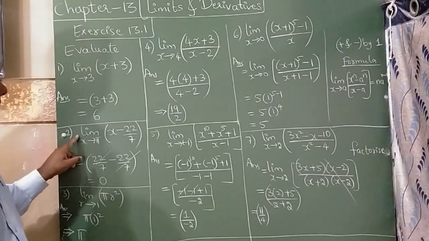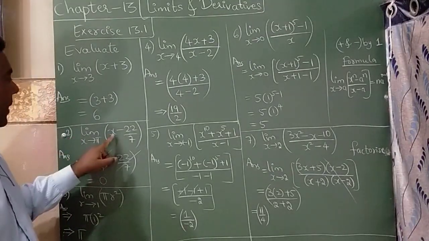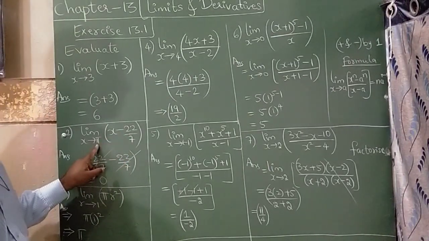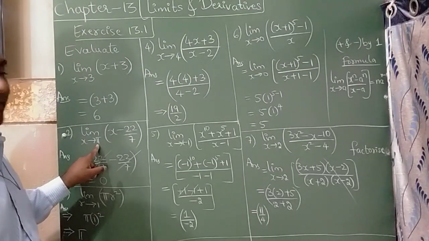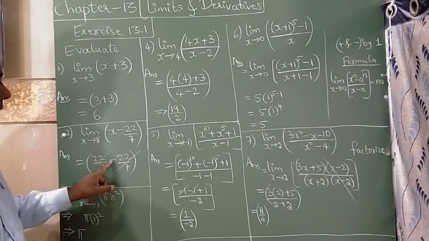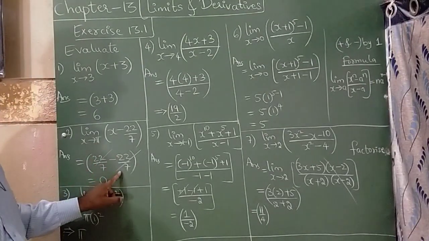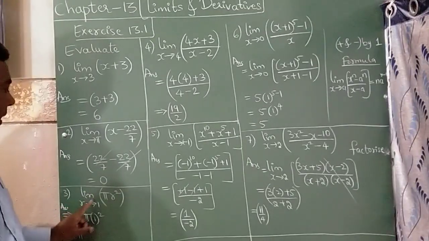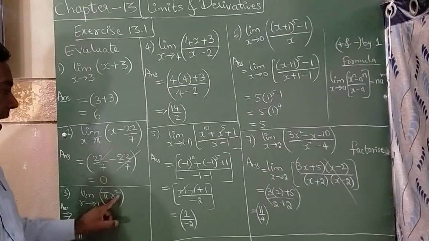Second question is limit x tends to pi, x minus 22 upon 7. In place of x, I need to substitute pi. As you know, pi value is 22 by 7, minus 22 by 7. These both will get cancelled. So answer is 0.